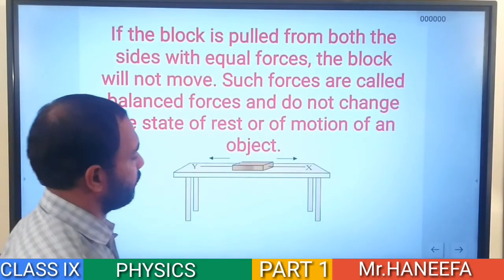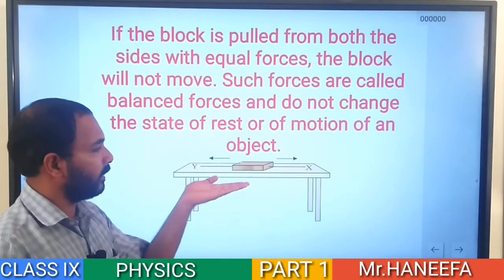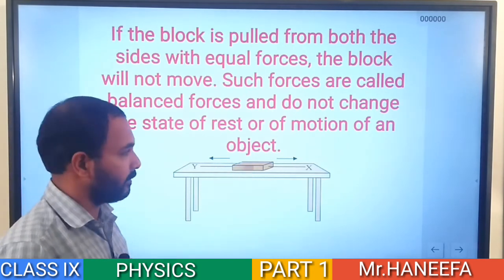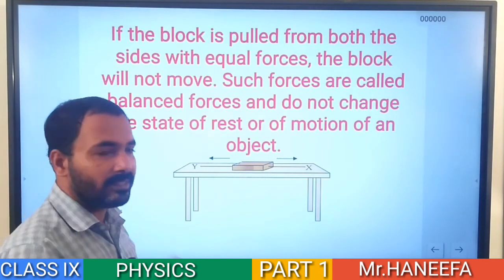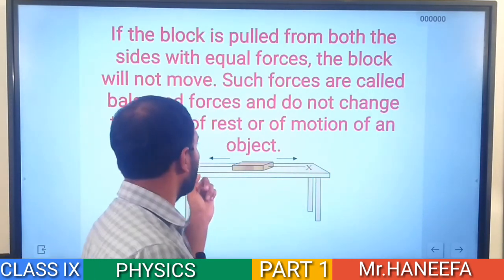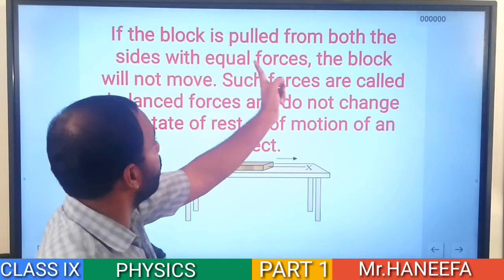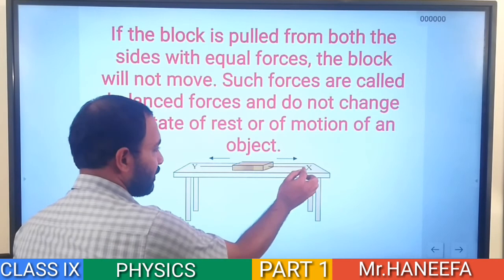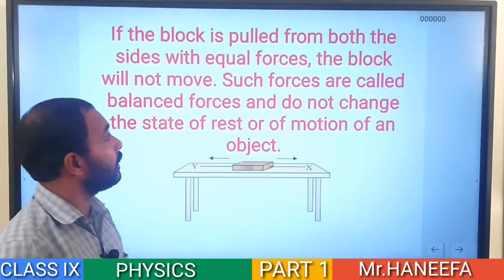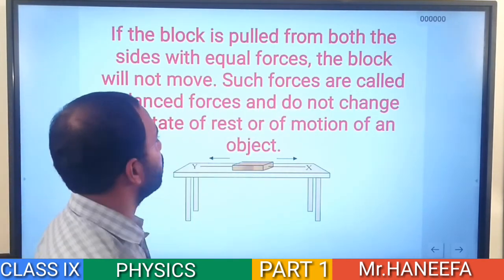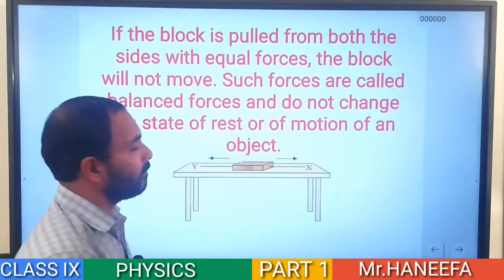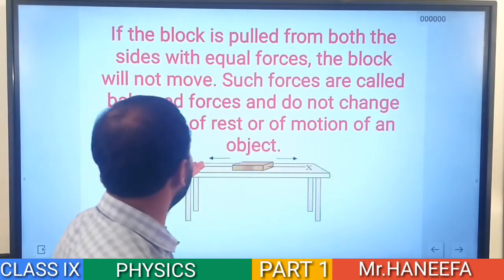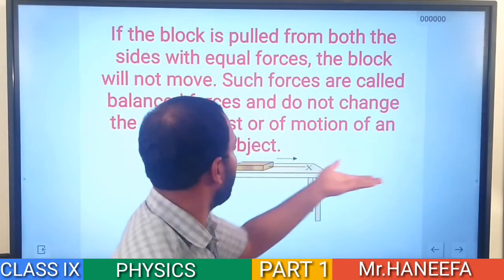So, in this diagram, a table. On the table, a wooden block is placed. Two forces, named X and Y. If the block is pulled from both sides with equal forces, forces X and Y are equal, the block will not move. Such forces are called balanced forces and do not change the state of rest or motion of an object.